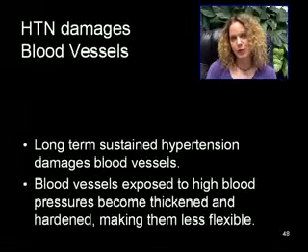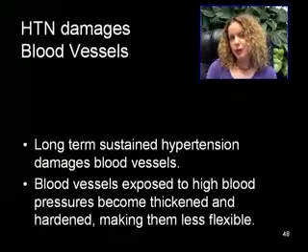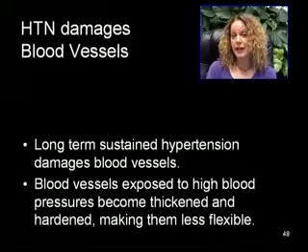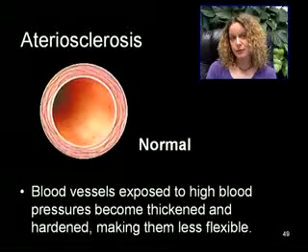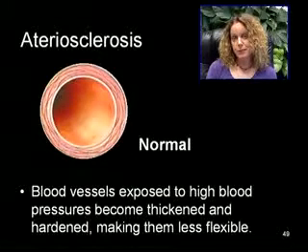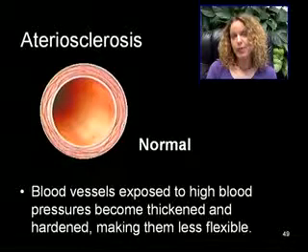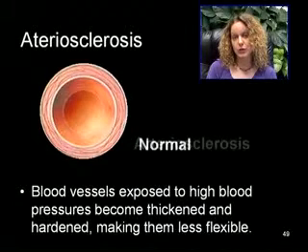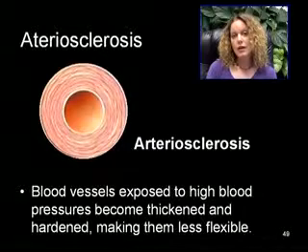Long-term sustained hypertension damages blood vessels. Blood vessels that are exposed to high blood pressures become thickened and hardened, making them less flexible. So here we see a normal blood vessel. But when blood vessels are exposed to high blood pressures, they become thickened and hardened. We refer to this as arteriosclerosis. So these blood vessels become less flexible.